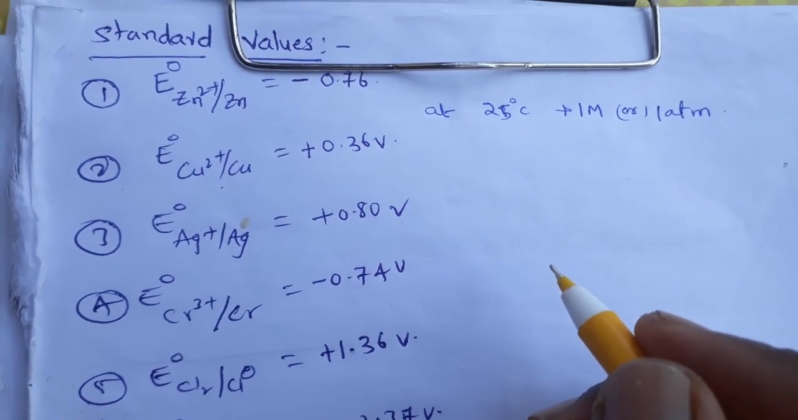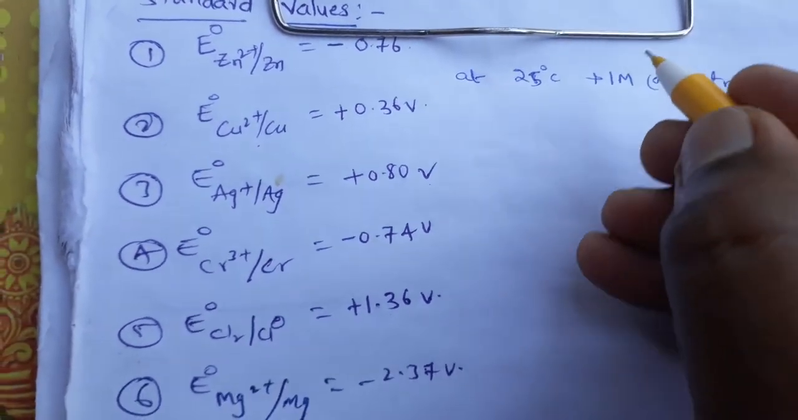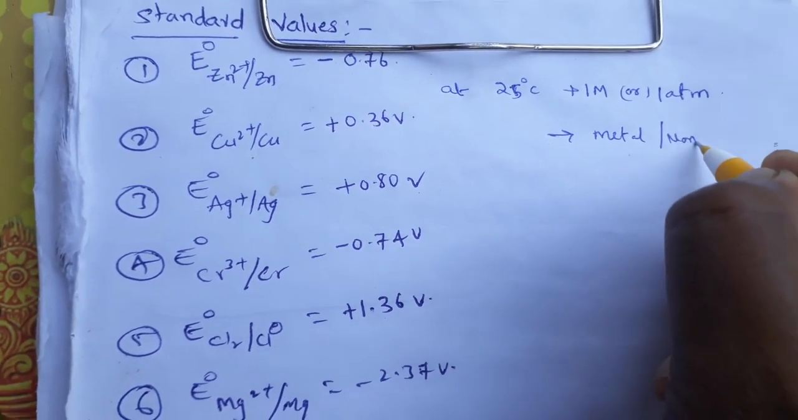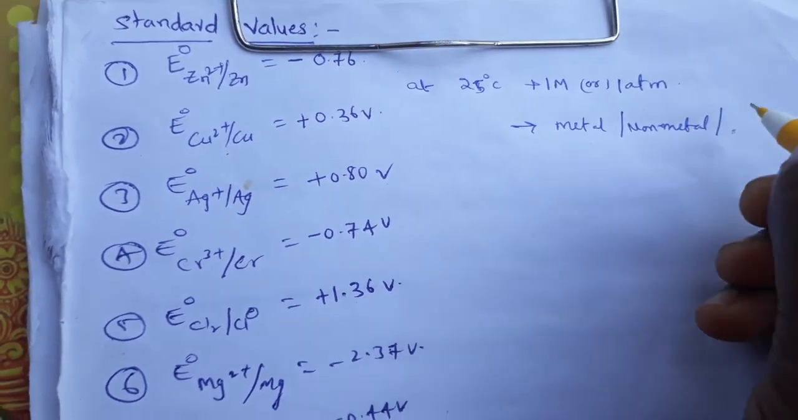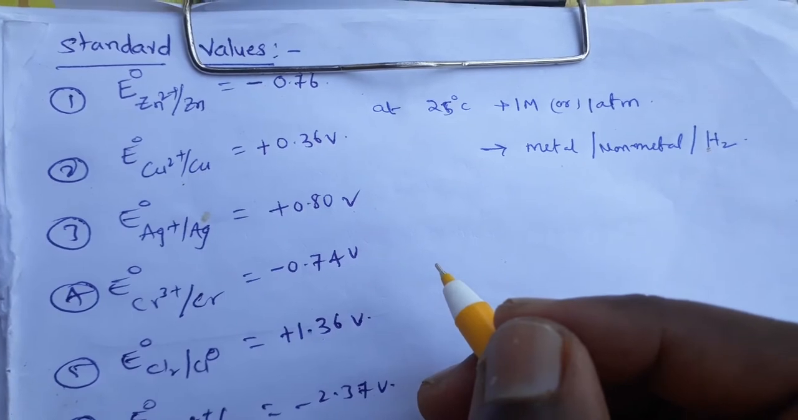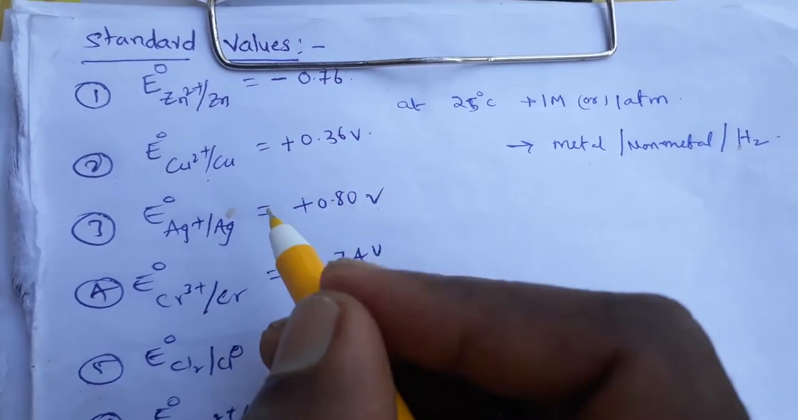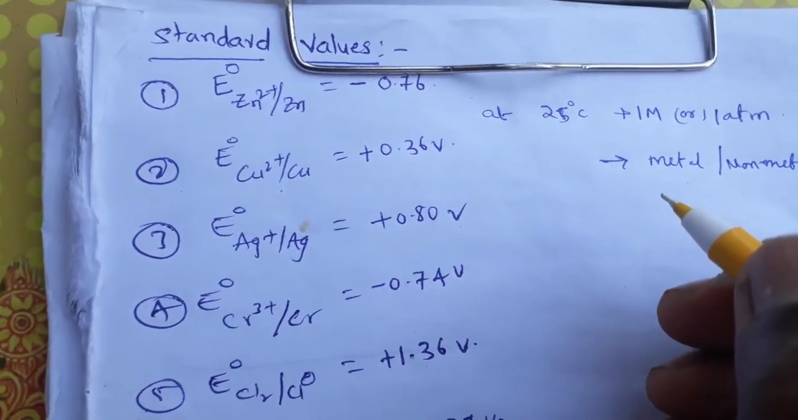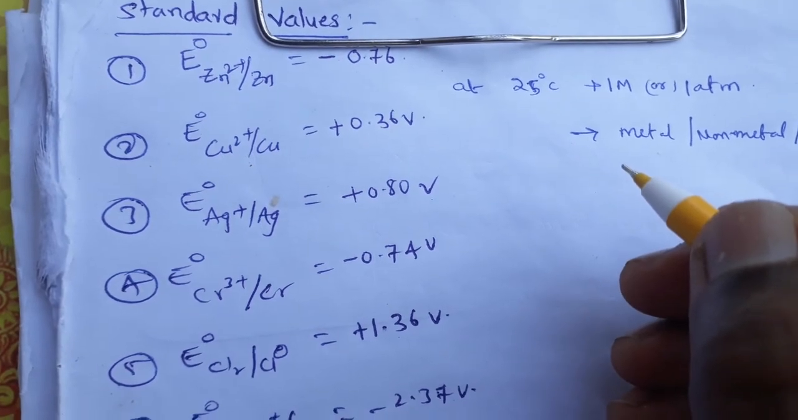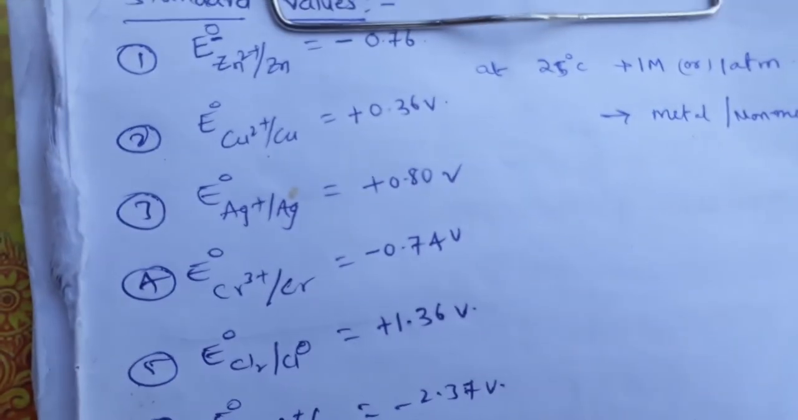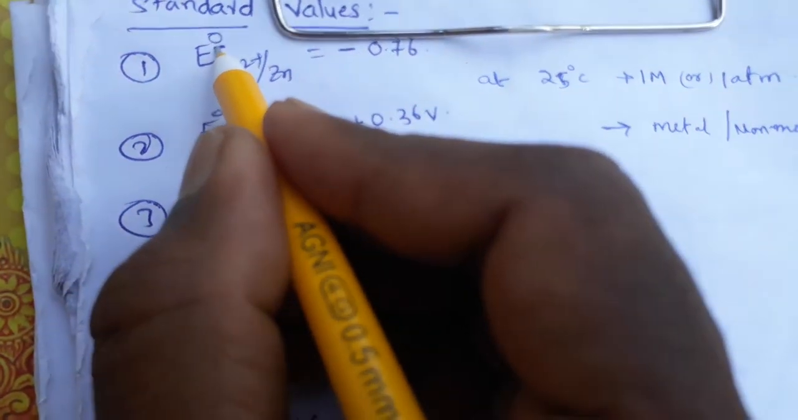So for the standard conditions, various metals, non-metals, or hydrogen contain some of the values like this. When we write the representation of the standard electrode potential values, we insert an E naught at the E value. So the EMF value, electromotive force value, gets an E naught.